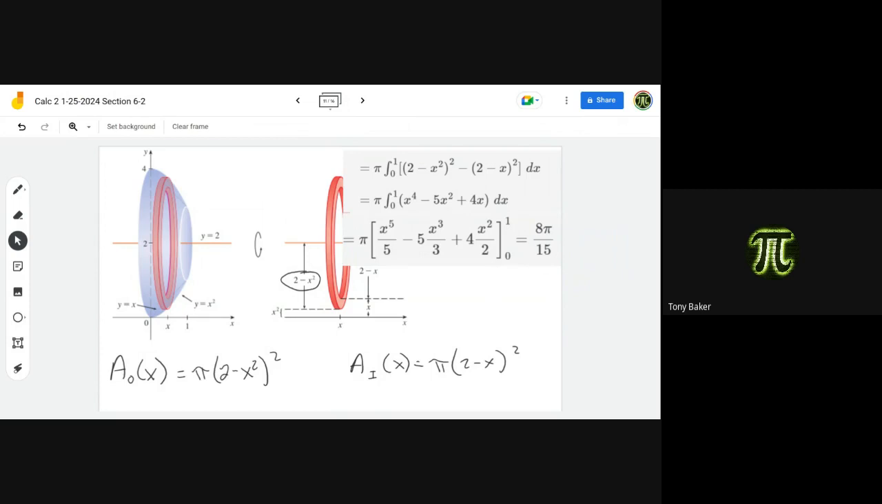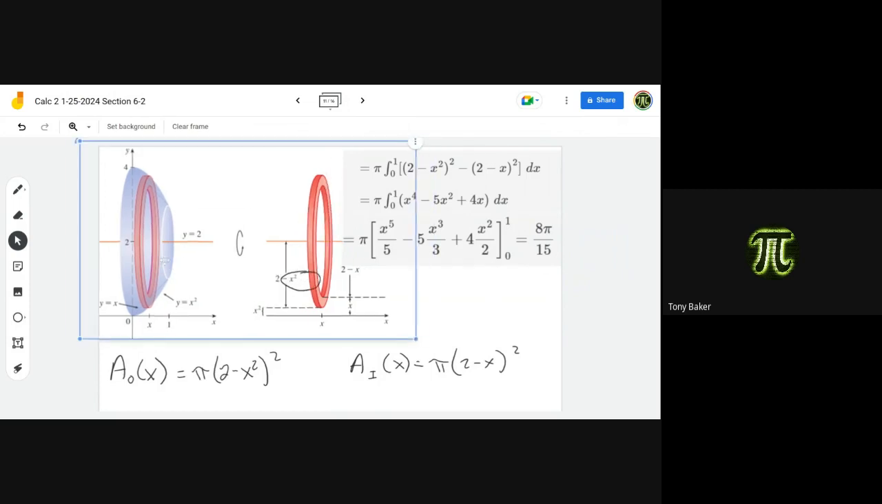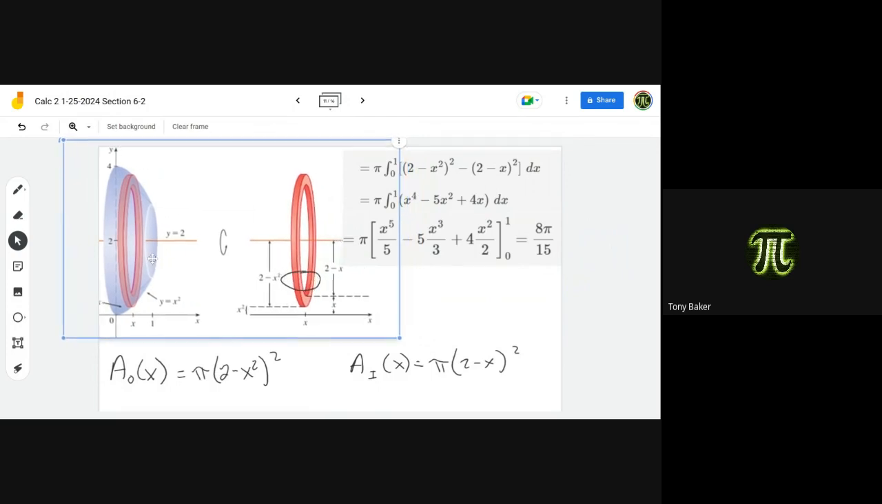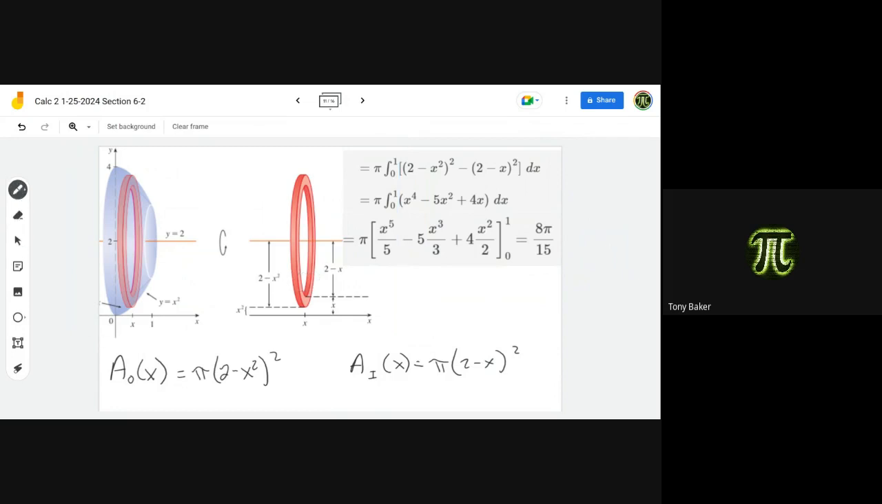Then we do the integral of that, and you get 8 pi over 15. You end up getting 8 pi over 15. I literally copied and pasted it. I didn't write it out.